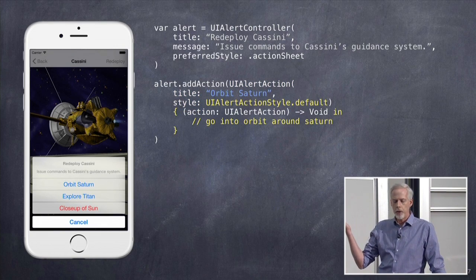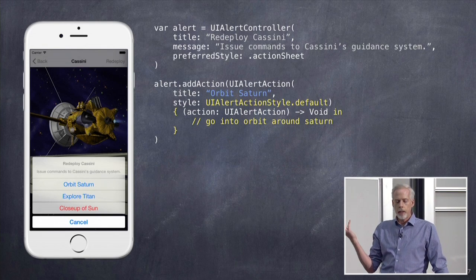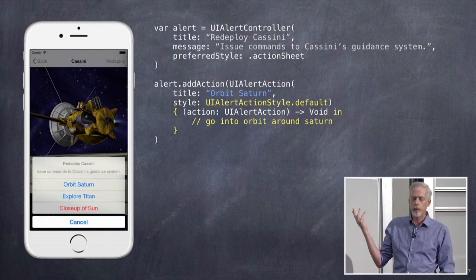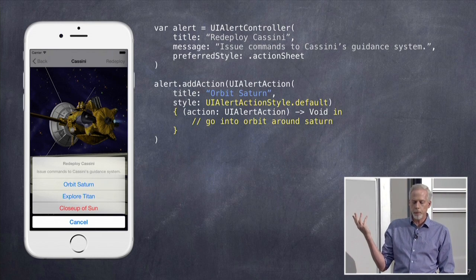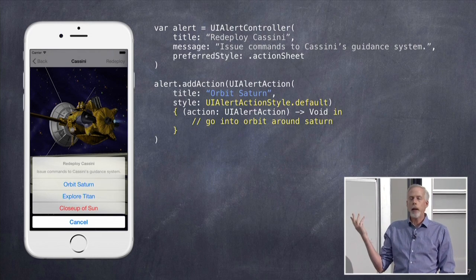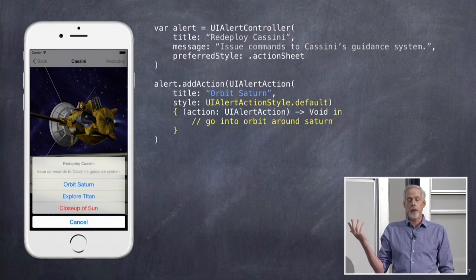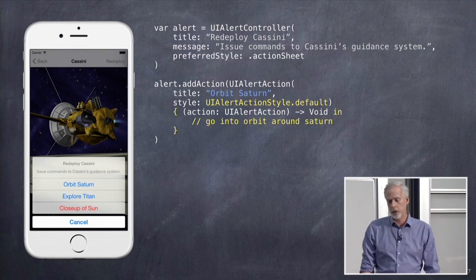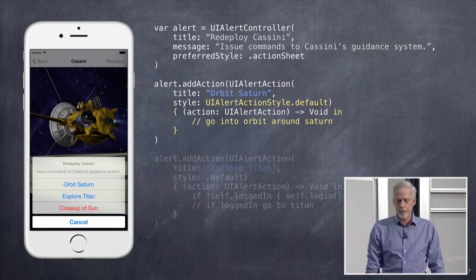We got Orbit Saturn right there. See the title is Orbit Saturn. The style, this style is called .default. So with the default style, the text is not going to be red. It's going to be whatever color you've got going on in your app there, usually blue. And then in my closure here, this orbit Saturn, I'm just going to go into orbit around Saturn. That's Cassini's mission, by the way, to go into orbit around Saturn. So it's just going to do it if I click that button.